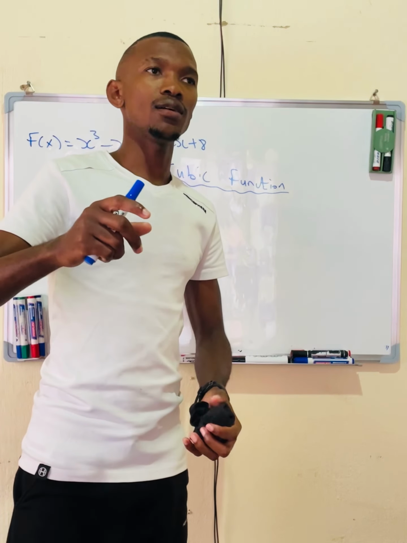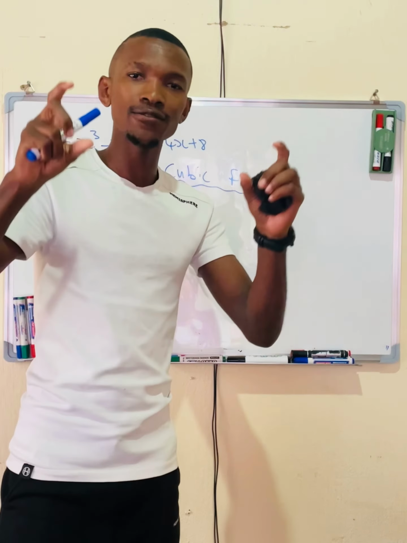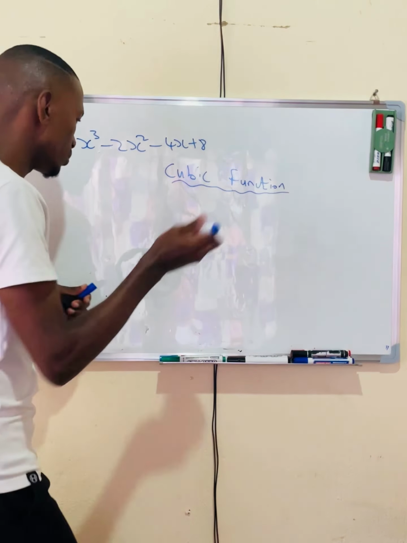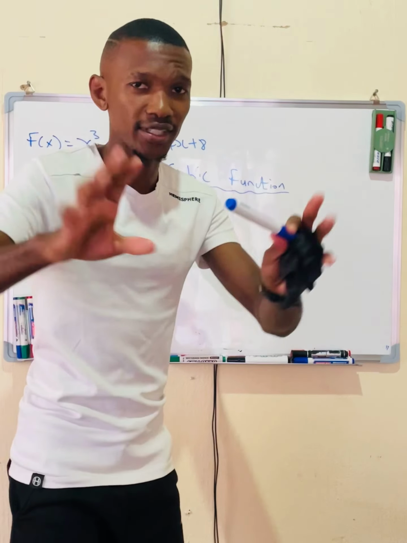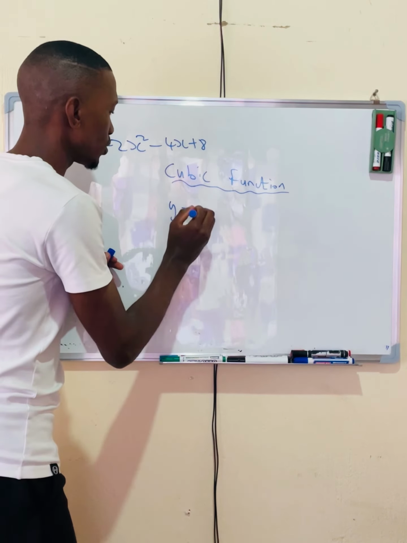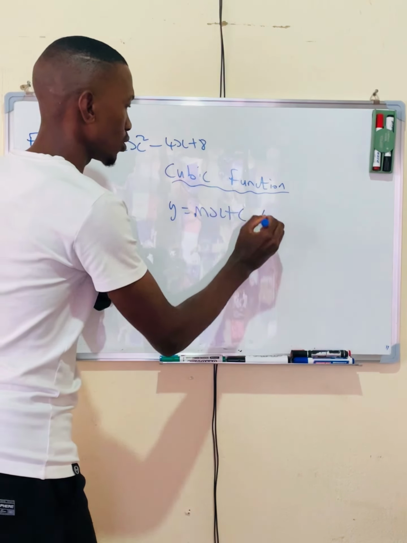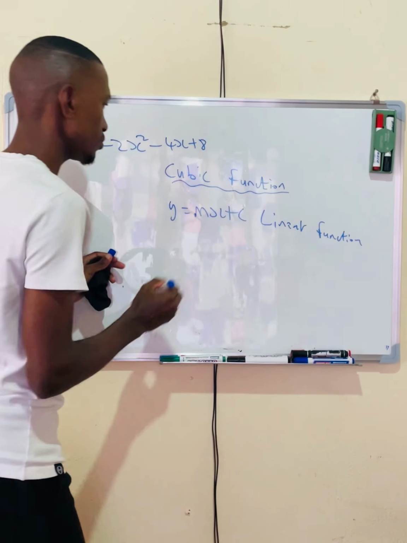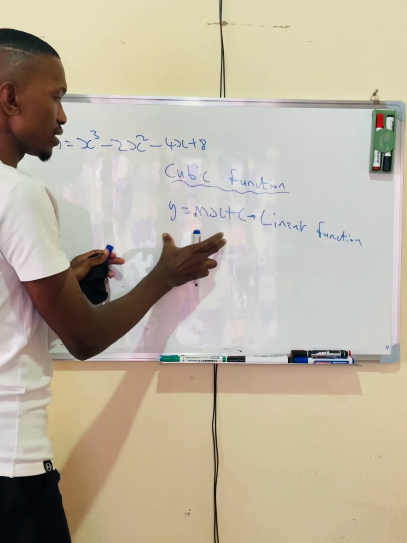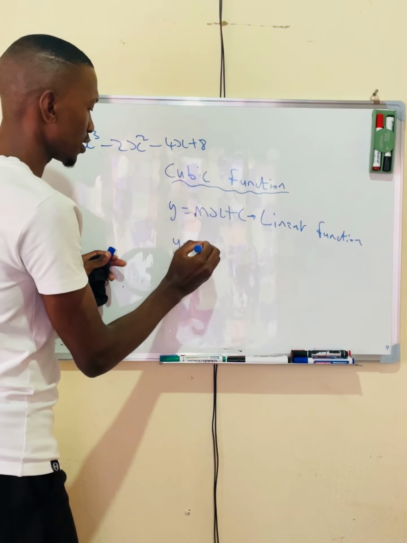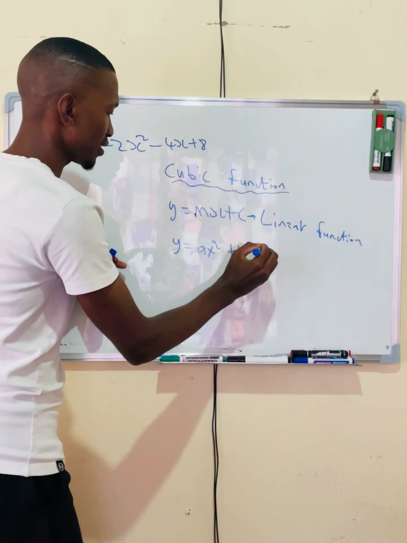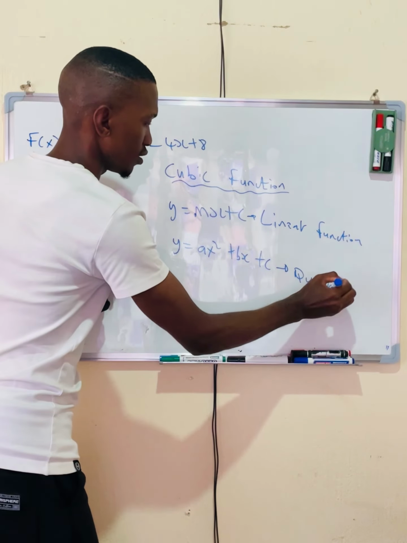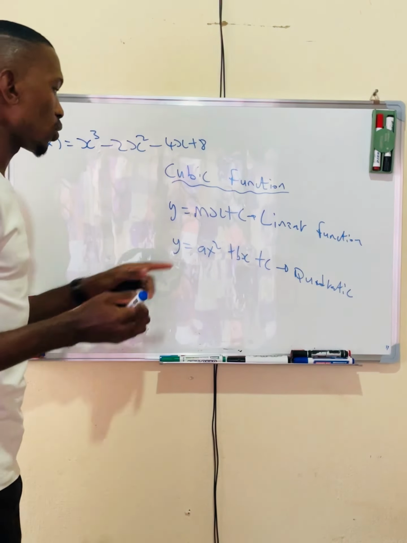While we know that a quadratic function is given by the form of y equals m... okay, let me start right there before I confuse you guys. So we basically have y equals mx plus c. This is what we call the linear function. Then we also have y equals ax squared plus bx plus c, which is known as a quadratic function. So I hope you can see the difference.